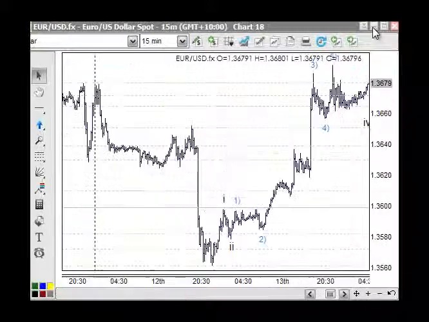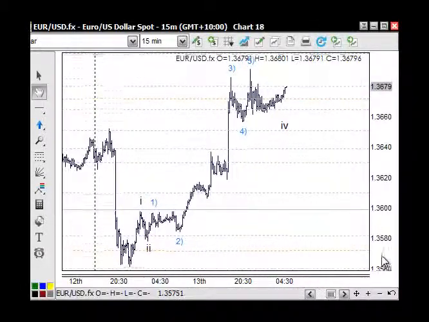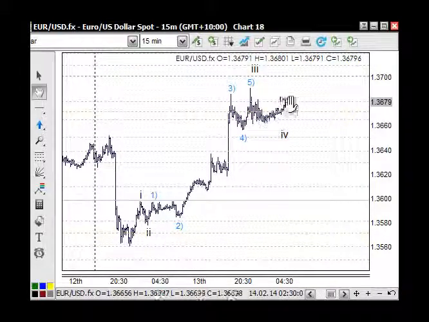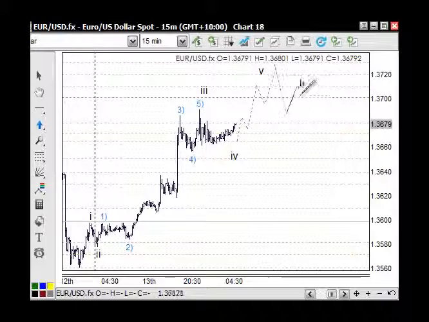But if we just go in a little bit smaller through here, this is how I've got it counted up. I'm not quite happy with this count, but I know this is corrective here and we'll make a new high here, and that's fine. You want to be long off the 72 here, but the main point here is that we can expect a little 5 wave structure up here making a new high, and then we can expect some type of corrective pattern across here.